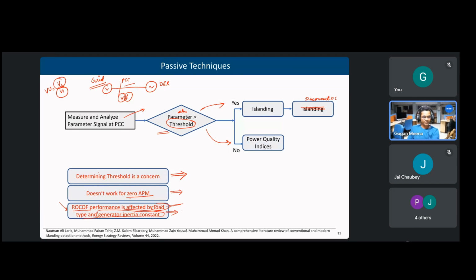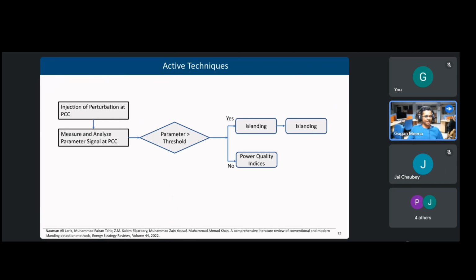The next is the hybrid techniques, a combination of passive as well as active. We start here, measure the signal at PCC, and check whether it is greater than the threshold. If yes, then islanding. If no, then we have to inject. Here you can see the injection is not continuous; it is only at specified intervals. Because of this, we significantly reduce the power quality issues.